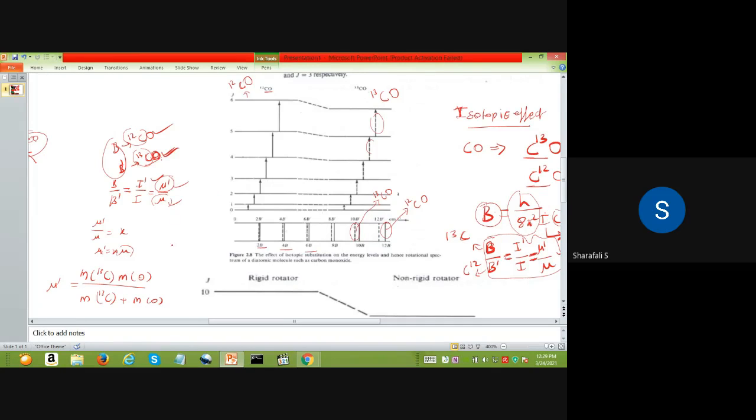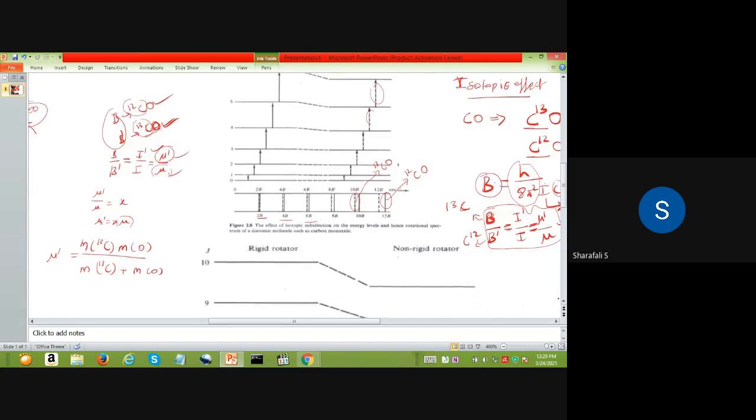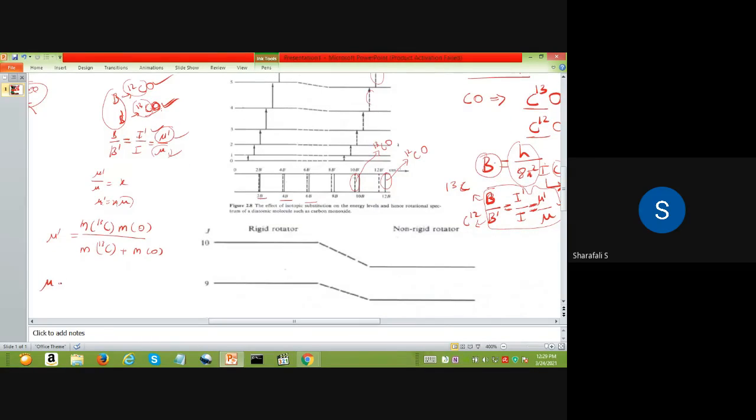And what is mu? I will write mu. So mu will be equal to the mass of carbon 12 into the mass of oxygen divided by the mass of carbon 12 plus the mass of oxygen. So if you know the mass of carbon 12 and the mass of oxygen, you will get mu, and you substitute some isotope of this carbon and find out what mu dash is. That can be given by this ratio, mu dash by mu.